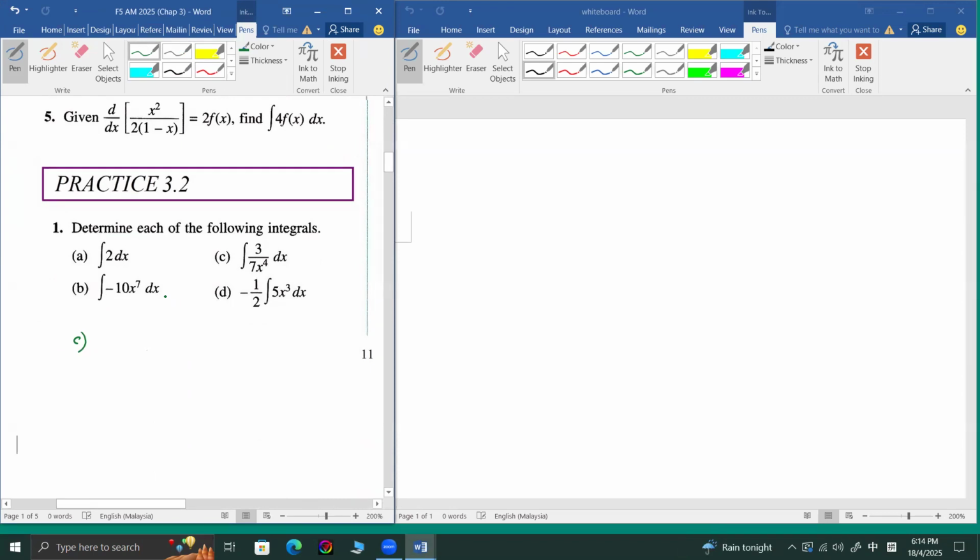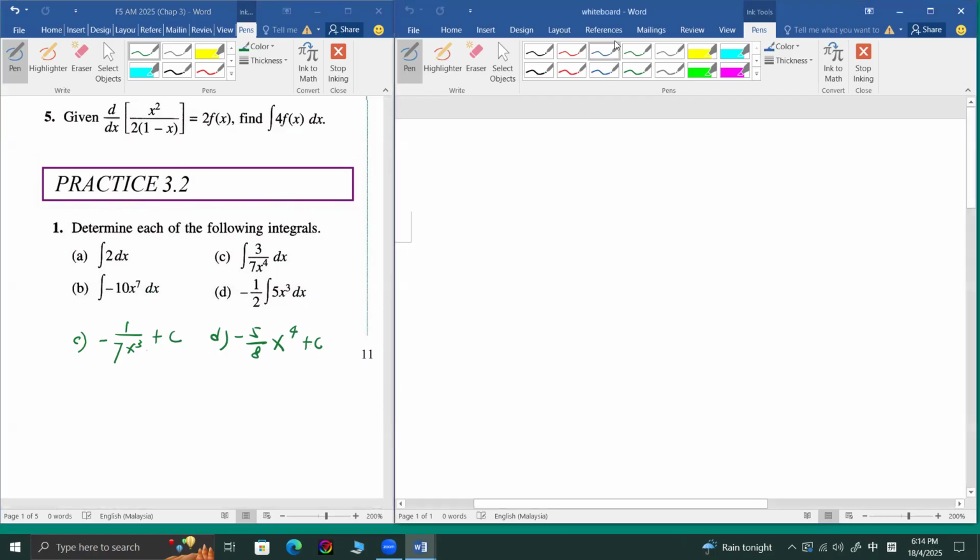So for question 1C, the answer is -1/7 x cubed plus c. And D, the answer is -5/8 x power 4 plus c. For those who have not yet finished your work, make sure you try this one to see whether you can get this and that. If you couldn't get it, please ask me, okay?